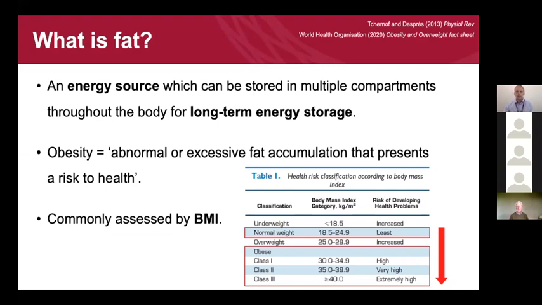But what this doesn't tell us is why someone in the obesity category can actually remain relatively metabolically healthy. And on the flip side, why someone in the normal weight category can actually go on to develop some of these health issues that I spoke of before. And this is where the importance of where we are storing our body fat becomes really important.